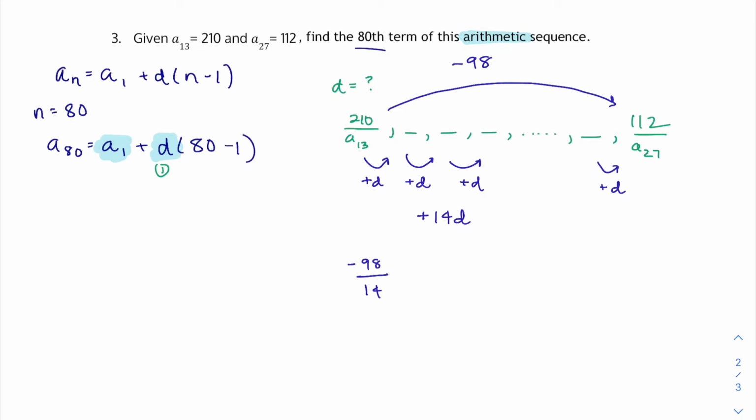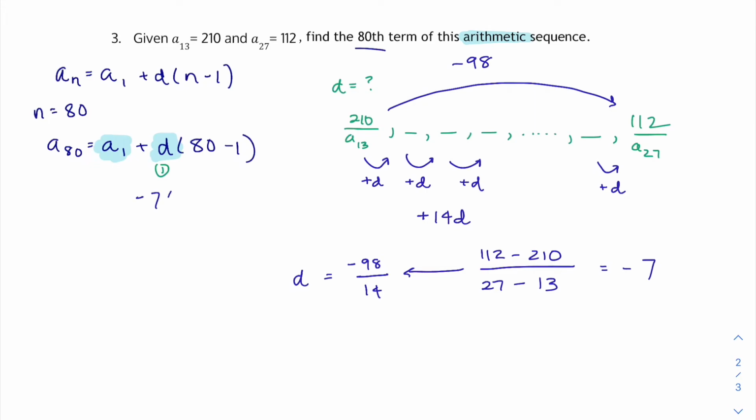The formula for that, we could do 112 minus 210 divided by 27 minus 13. Okay? That gives us negative 98 over 14, which gives us that our common difference, negative 98 divided by 14, is negative 7. So now we know our common difference.